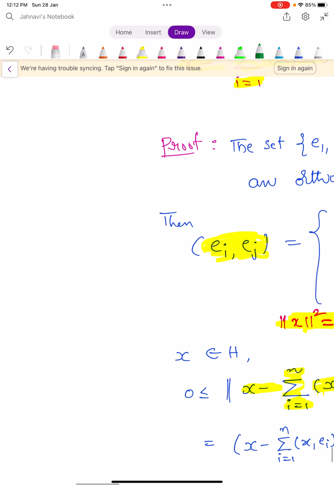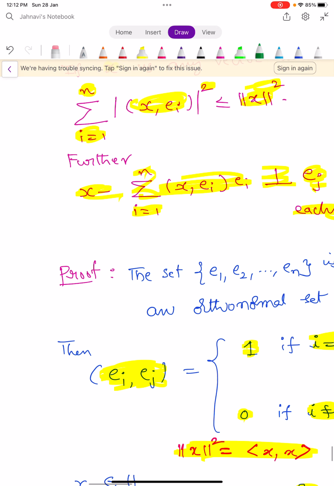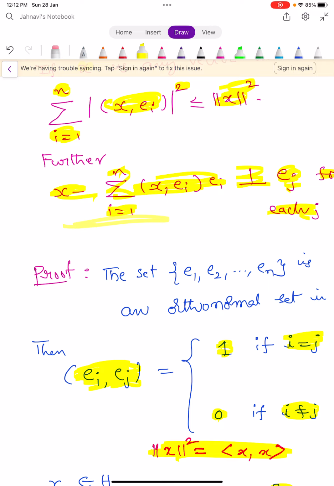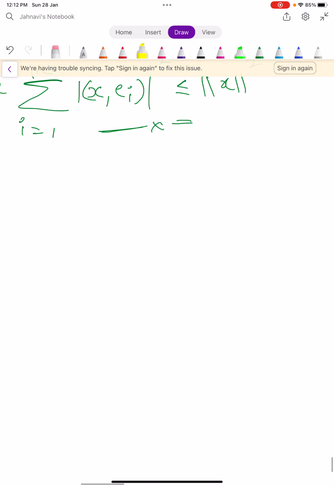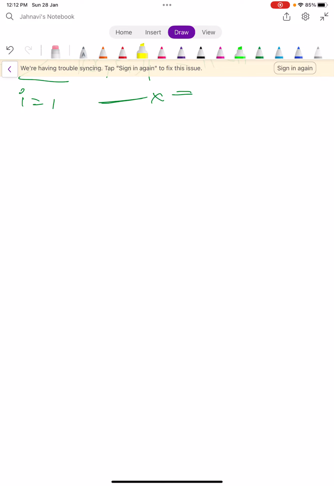But in the statement we have, there is another one, you have to show that this condition. So that element is perpendicular to each e_j. To show that the element is perpendicular to each, you have to show that the inner product is 0. So, now calculate.